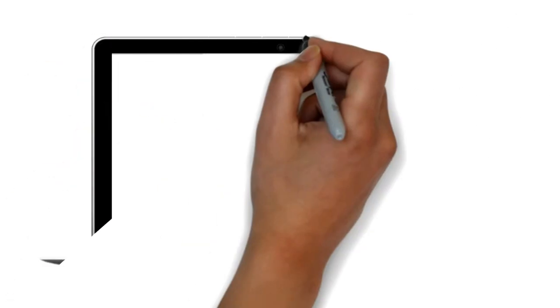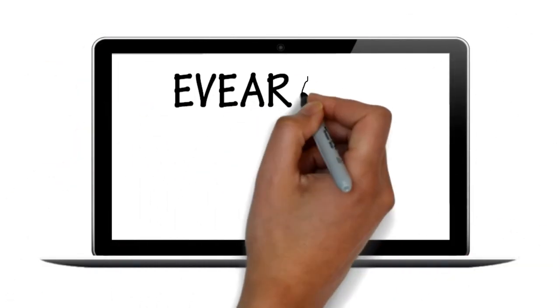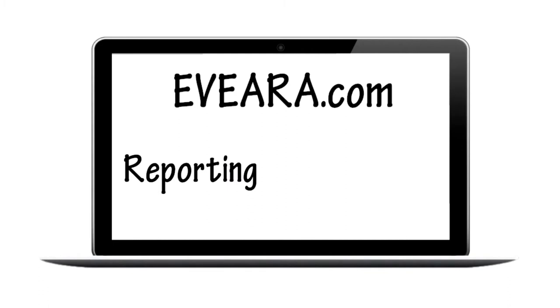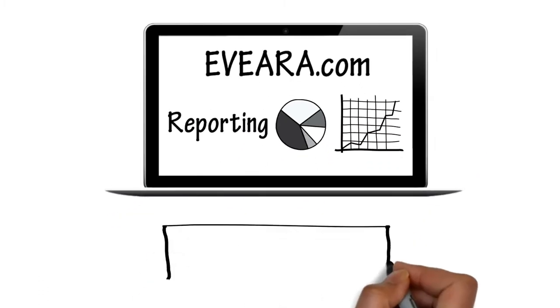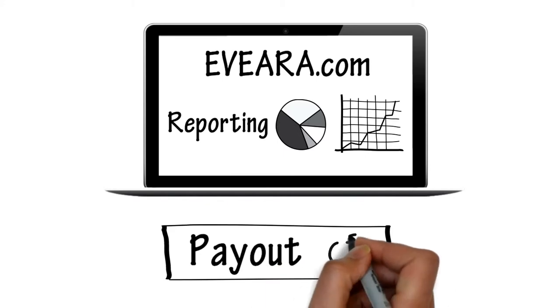Reporting. Once your music is distributed and made it to all relevant outlets, click Reporting to view all your sales reports in one place. As soon as you've earned some money, click Payout to collect it right away.